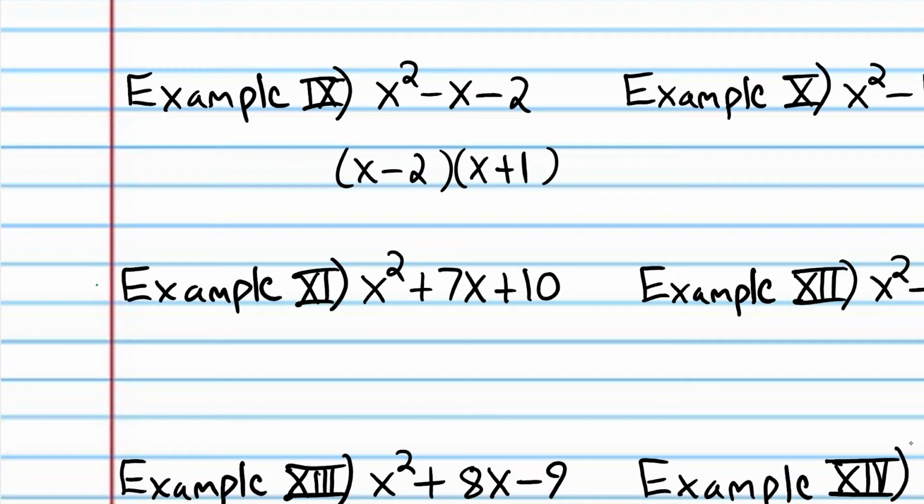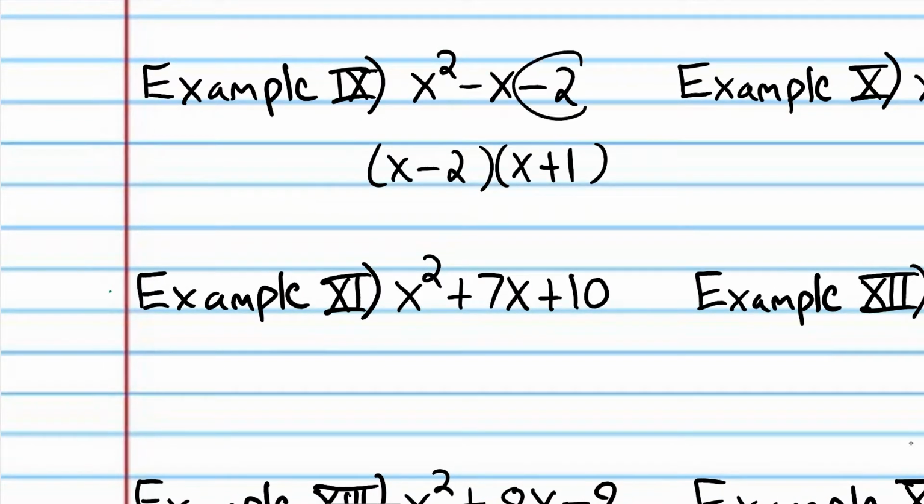Now again, if you don't believe me, just FOIL that back out. x times x, x times 1, negative 2 times x, and negative 2 times 1, and then combine the inner terms and you'll get this. And so negative 2 times 1 is negative 2, and negative 2 plus 1 is negative 1. Now, don't be confused because there's no number here. Remember, if there's no number here, it's assumed to be either positive 1 if it were positive, or in this case, it's negative 1.